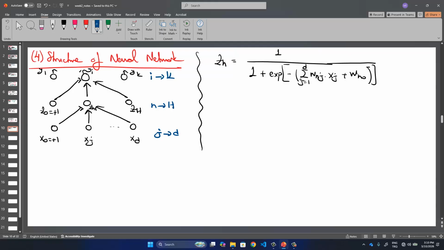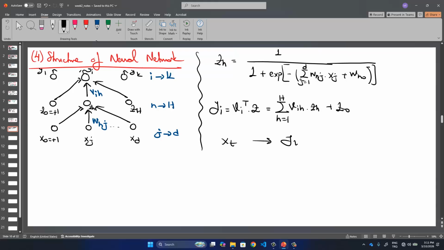So we need to write also the WH coefficients, VIH coefficients. And so the yi is the product of the V transpose Z values. And also we can write this as the sum over h from 1 to H of vih times zh plus vi0. And so finally xt is mapped to the yt.